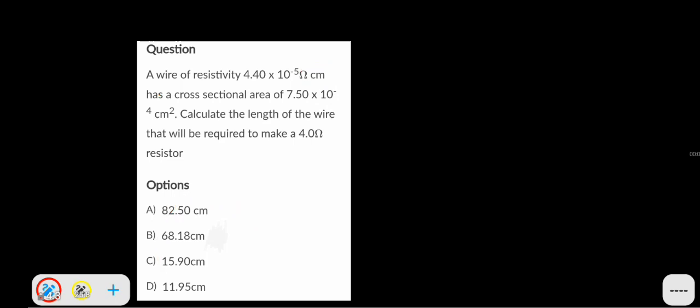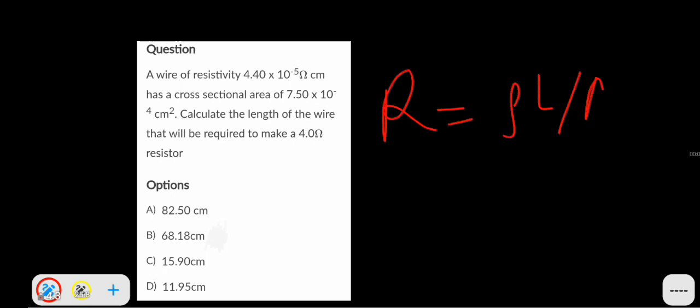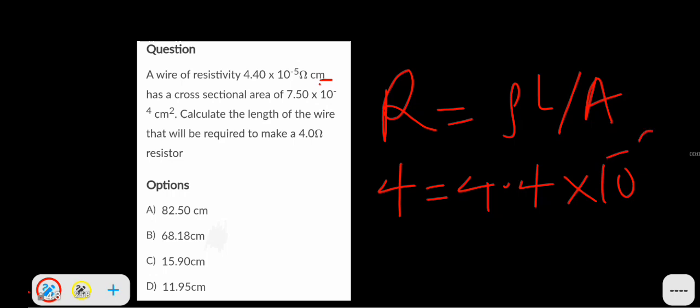So from the formula, you can see that R equals rho L over A. So that's the formula. Now let's pick the values out and substitute straight up into the formula. R is 4, okay, look at it here. So you write 4 here is equals to, rho is in a question, which is the resistivity. Look at it here. This is the value of rho. So you write 4.4 times 10 to the power minus 5.